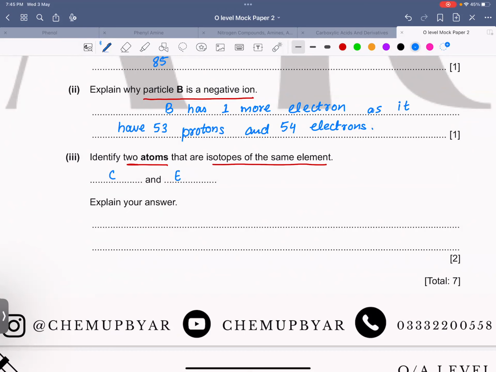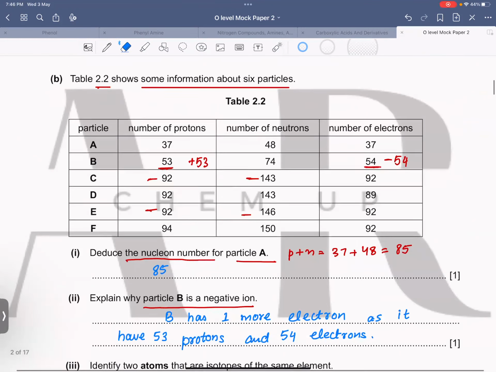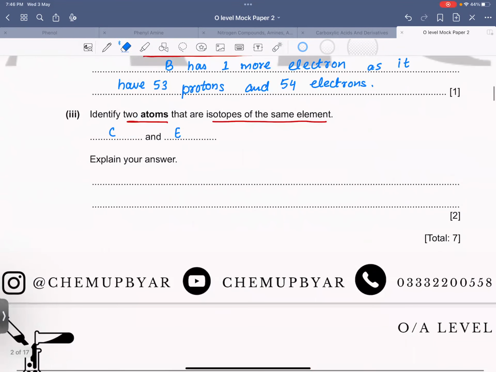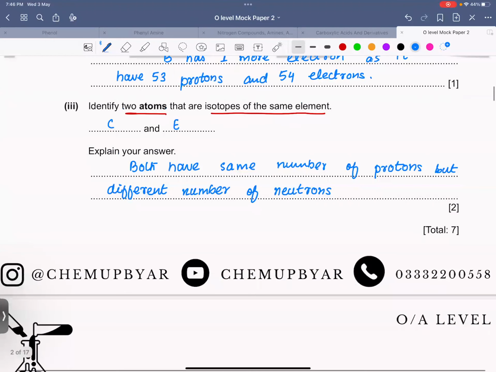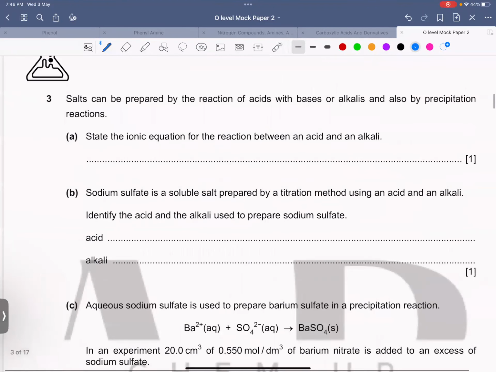Then we have an explanation: both have the same number of protons but a different number of neutrons. Okay. Yeah, that is also fine.